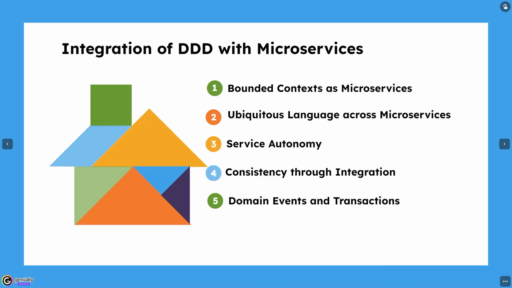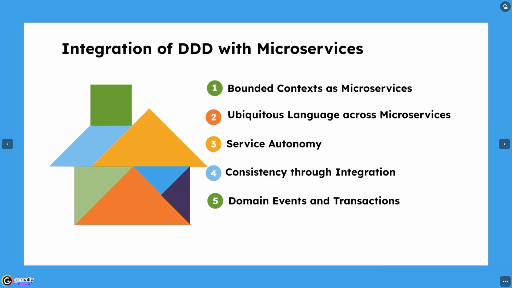When applying domain-driven design within a microservice architecture, there are several considerations and practices that emerge. One is bounded contexts as microservices. Each bounded context in domain-driven design can be implemented as a microservice, encapsulating its own domain model, logic, and data storage. Next, ubiquitous language across microservices.